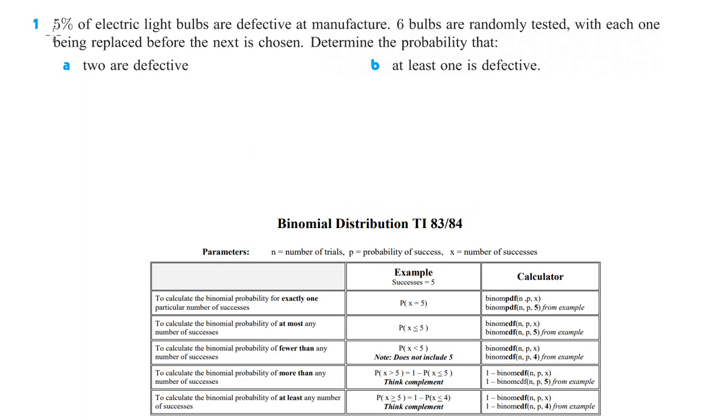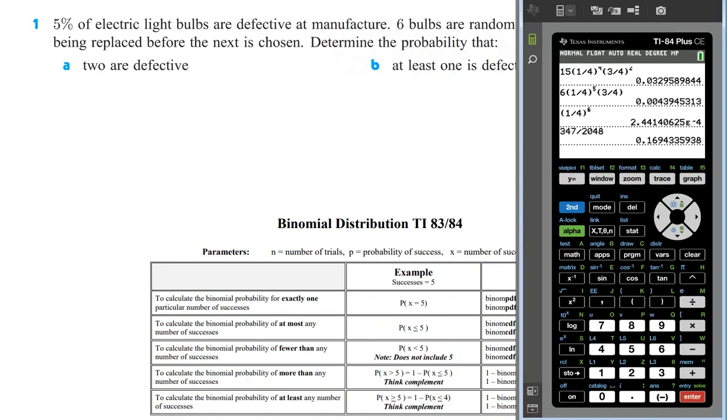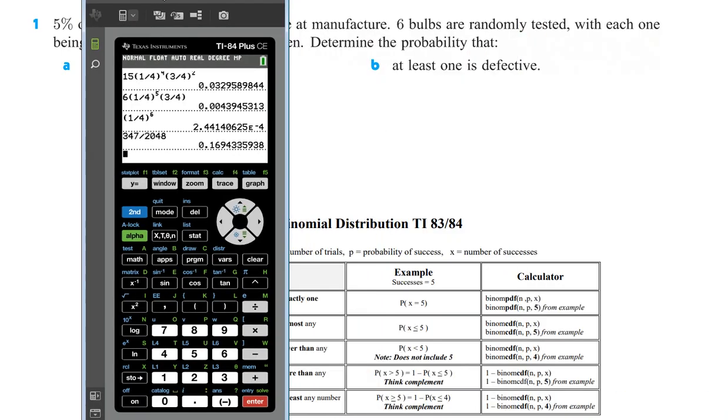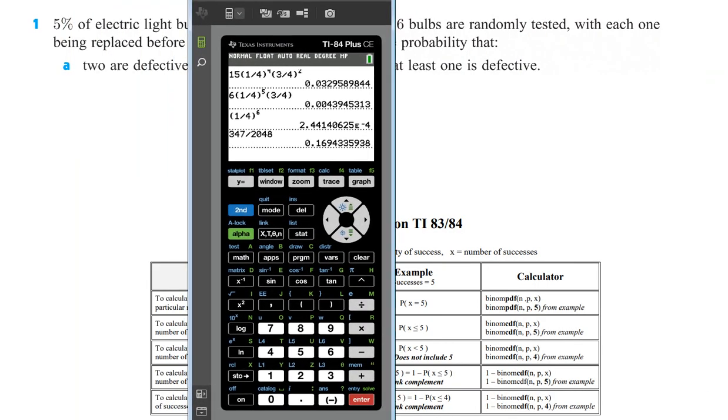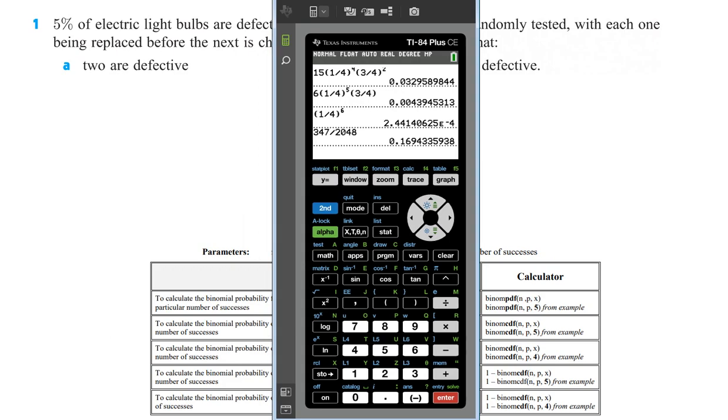So exactly 5% of the bulbs are defective. So here's what we want to do. To calculate the binomial probability for exactly a particular number of successes, in this case 1, we're going to use binom PDF. Okay, so what we want to do is we want to bring up our calculator here. I'm just going to put it here.